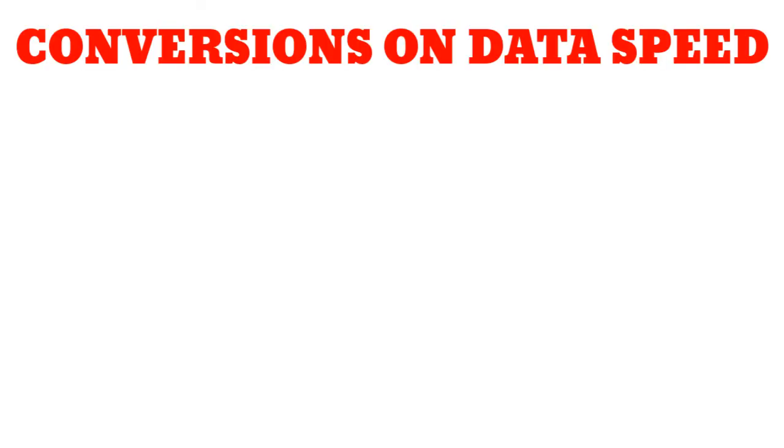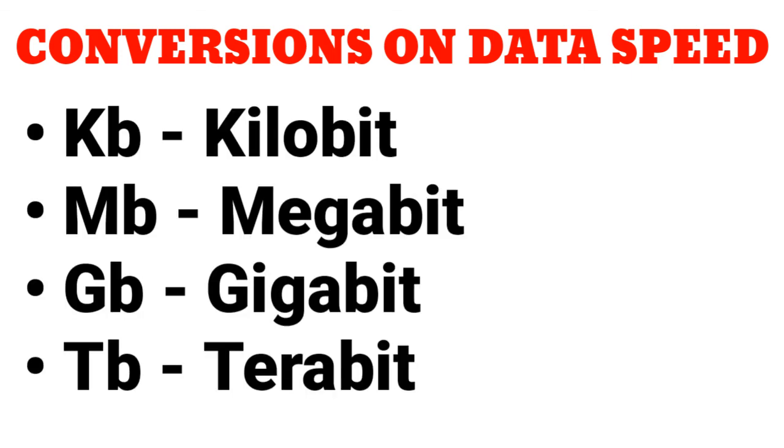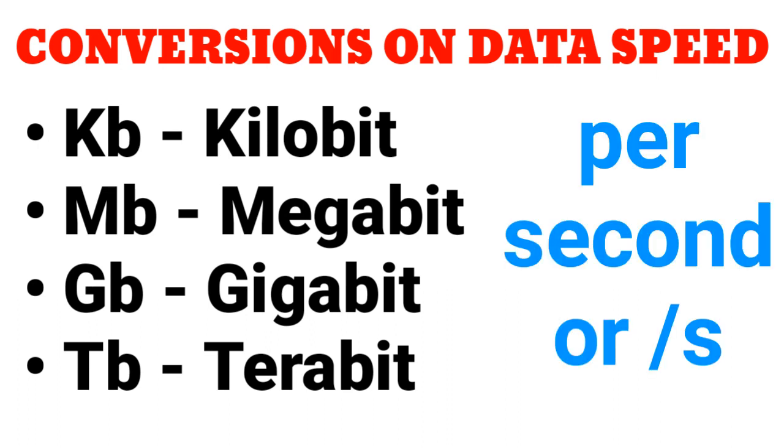Now, let's talk about conversions on data speed. It is the same as data capacity, but this time, there are units that are smaller than bit. Namely, kilobit, megabit, gigabit, and terabit. And on data speed, we add per second after it.